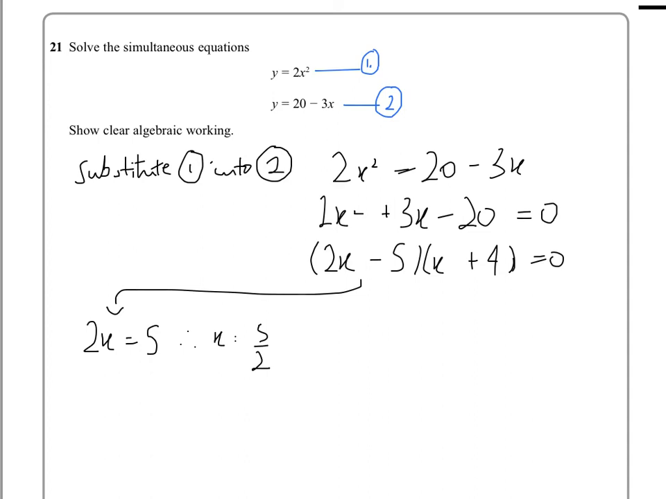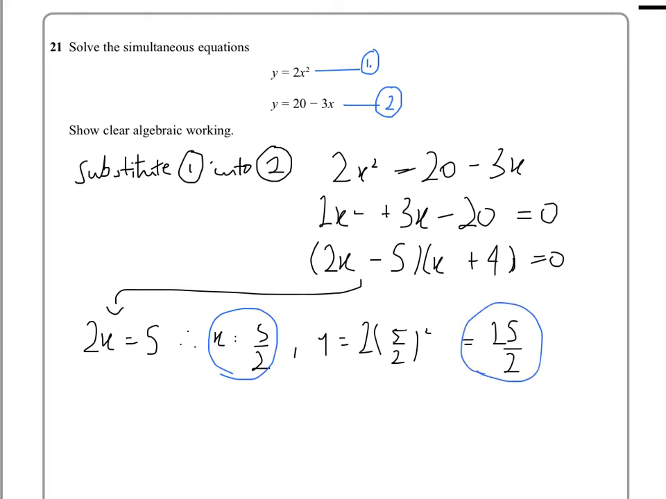And when x equals 5 over 2, if you put that in place of x in equation 1, you will therefore get that y equals 2 times 5 over 2 squared, and that gives us 25 over 2. So our answers are, when x equals 5 over 2, y equals 25 over 2, so that's one set of our answers.